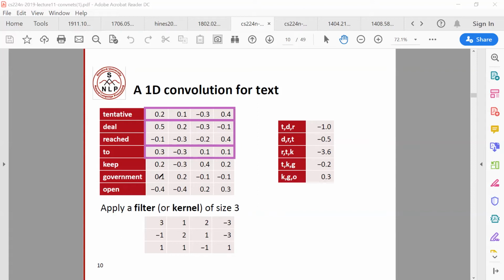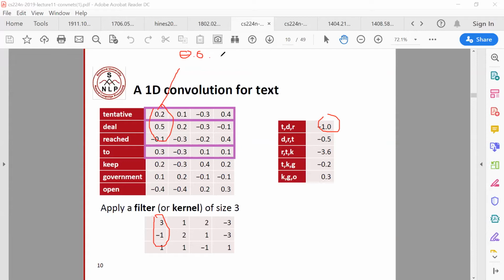So let's verify for ourselves that we do get this number here. So we have 0.2 times 3 is 0.6, minus 1 times 0.5, and minus 1 times 1. For this first set of numbers overlapping with this piece of the filter, we get what? It's just 0. Minus 0.5.